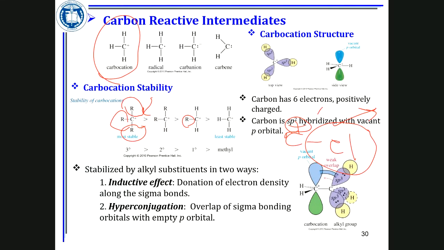So for methyl free radical, there is no supporting R group. For primary, you have one R group, and for secondary, you have two R groups supporting. For tertiary, you have three R groups.